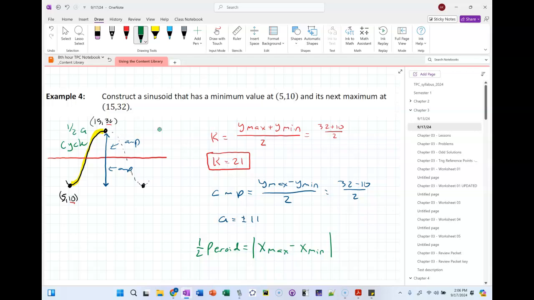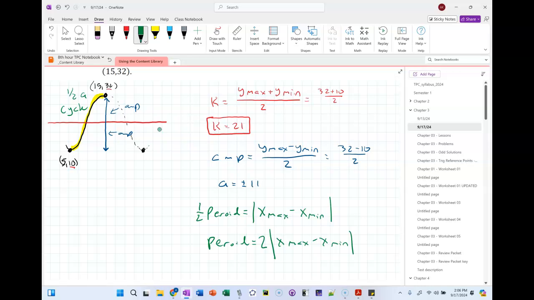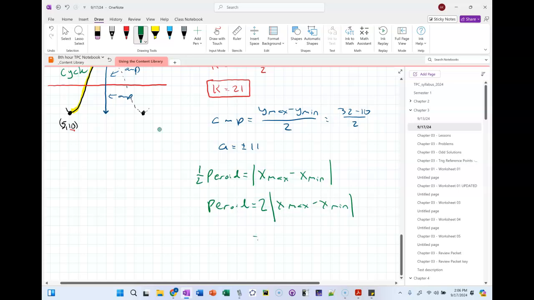With the y max, the y from the maximum is always bigger than the y from the minimum, so I don't have to worry about it before, but I do here. So if I multiply both sides by 2, 1 period is 2 times the distance from the x max to the x min. Right? Okay. So that's 15 minus 5, or 20, right?